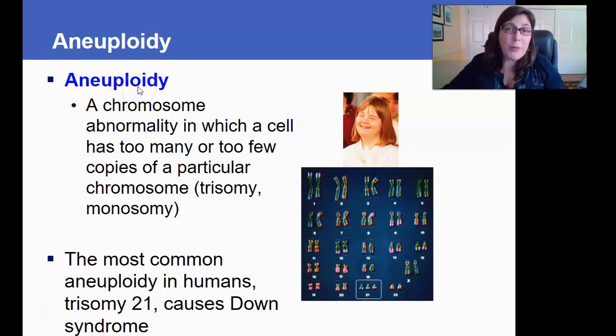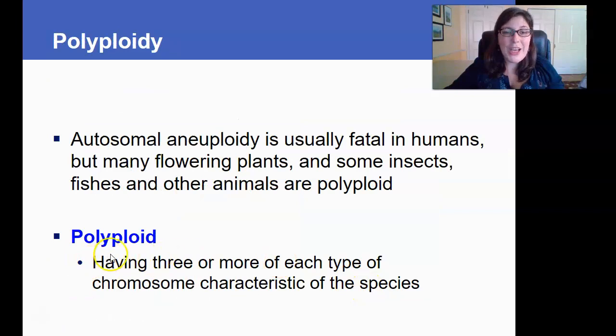And you probably are familiar with some individuals who have a trisomy, or you may even know someone that has a monosomy. So a trisomy is when you have three copies of a chromosome. And the most common for humans is Down syndrome, which I'll talk about more in a second.